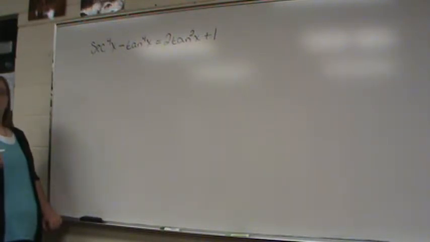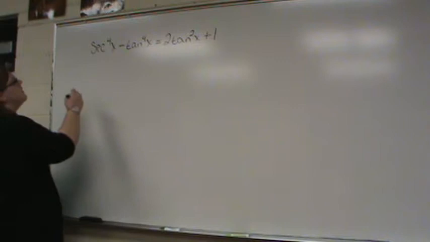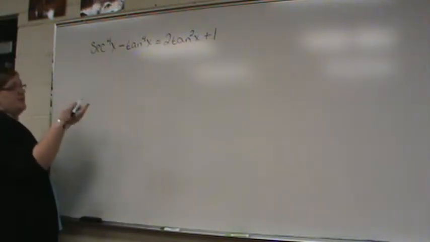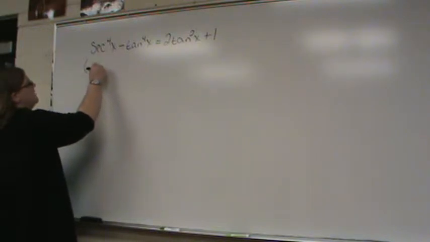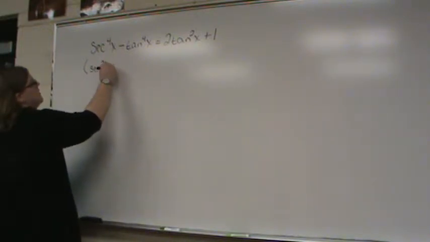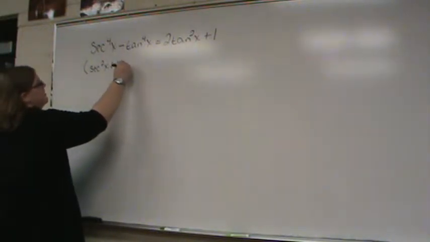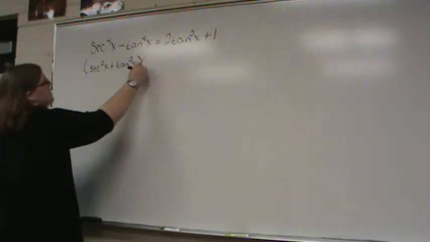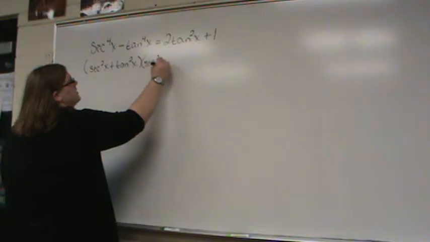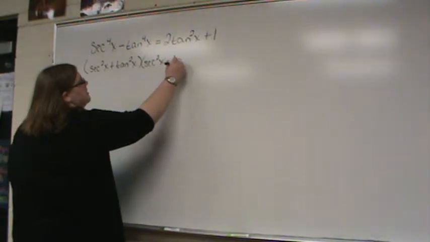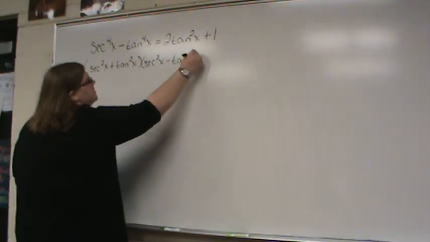I forgot, what is it called when you make it into two different squares? So you want to factor it. Yeah. Okay, so you guys said that this is a difference of perfect squares. So we're going to factor it. So we have secant squared x plus tangent squared x times secant squared x minus tangent squared x.